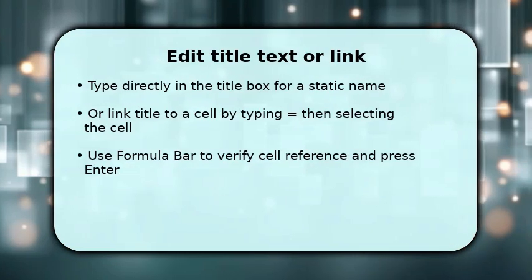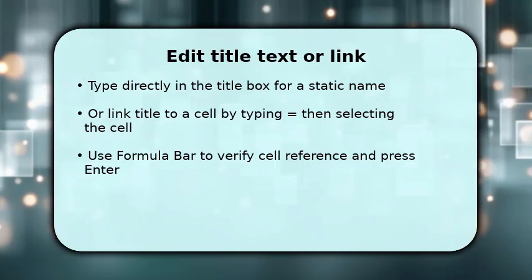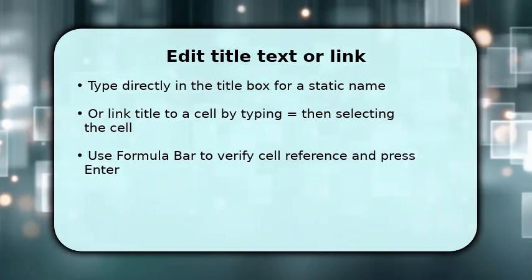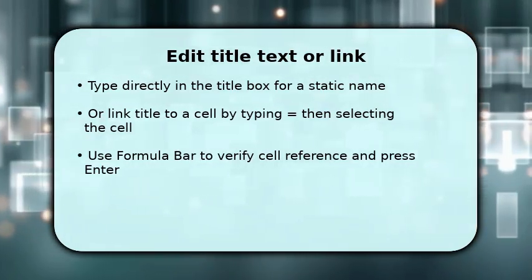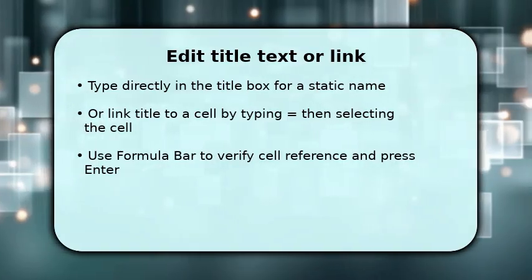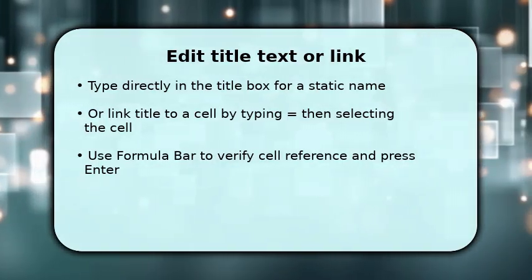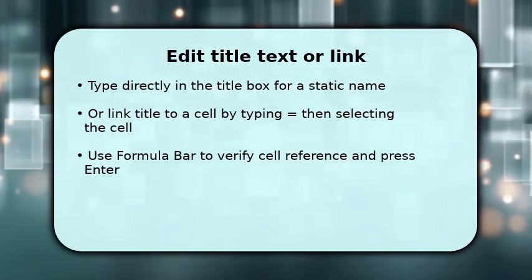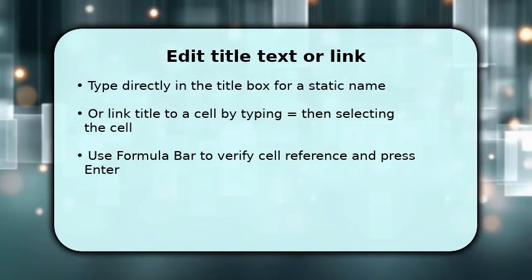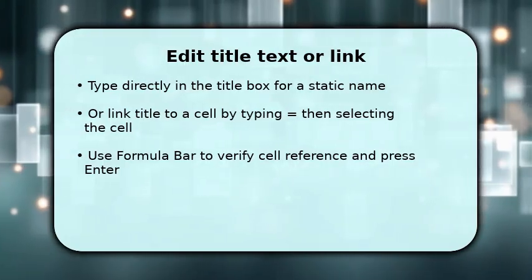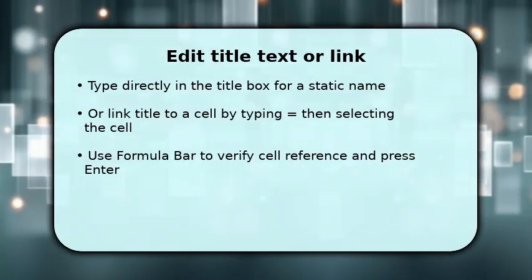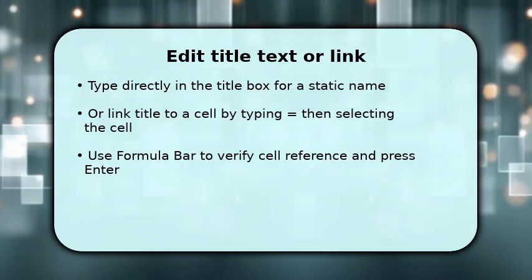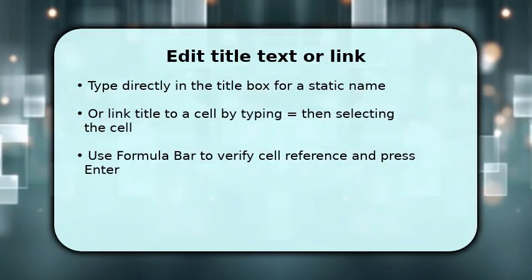Now you choose how to change the name. Type a new static title directly into the title box for a simple label, or link it to a worksheet cell so it updates automatically. To link, click the title, go to the formula bar, type an equals sign, then click the cell you want and press enter. You do this because a linked title reflects live data or calculations, whereas a static name is fixed. Once linked, the chart title will change with the cell value.